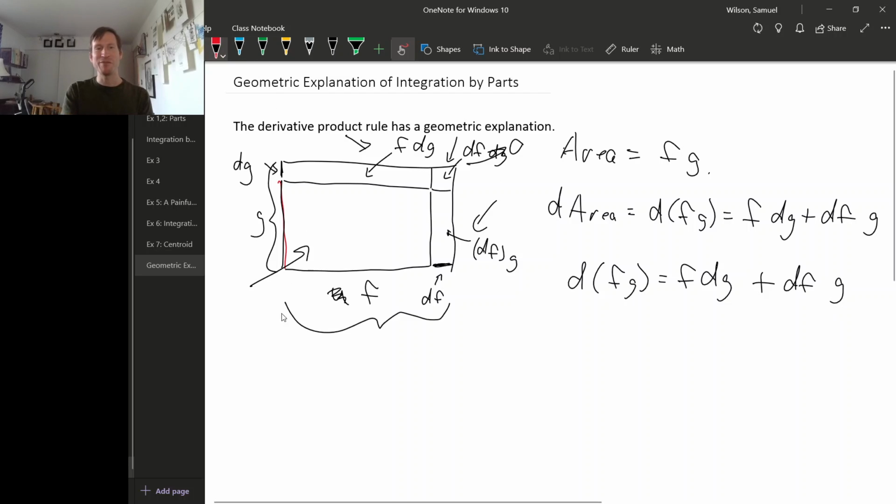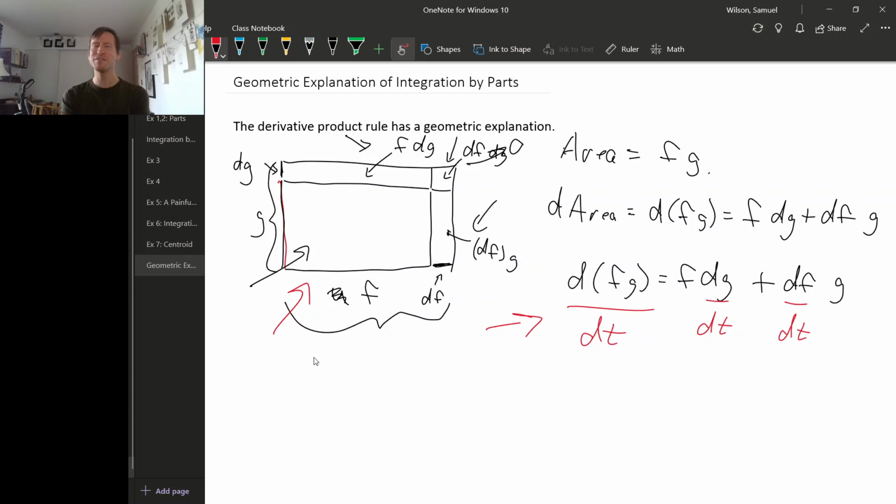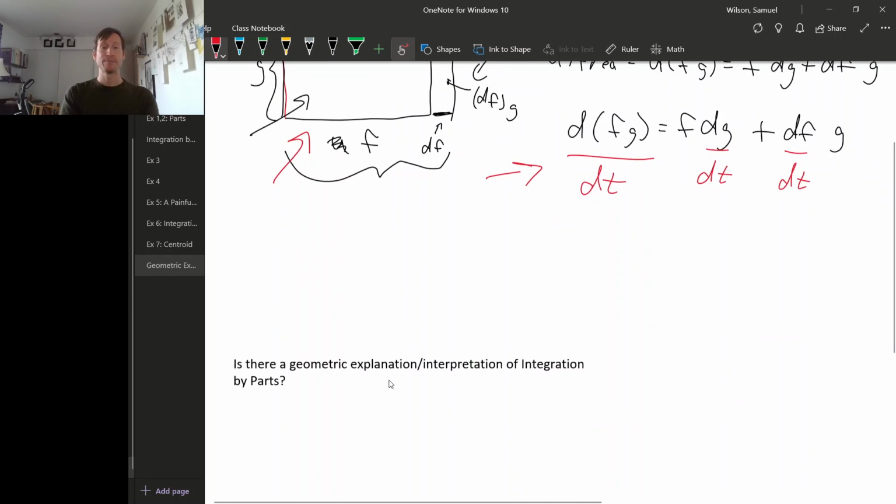And then we said everything was a function of time here, so if you divide everything by dt and do the fraction algebra to get your dt's placed like this, now this looks like the product rule. So the product rule for derivatives has this really nice graphical explanation for why it is what it is, or graphical interpretation, I guess, would be the right word. So let's see if we can come up with the same thing for integration by parts.